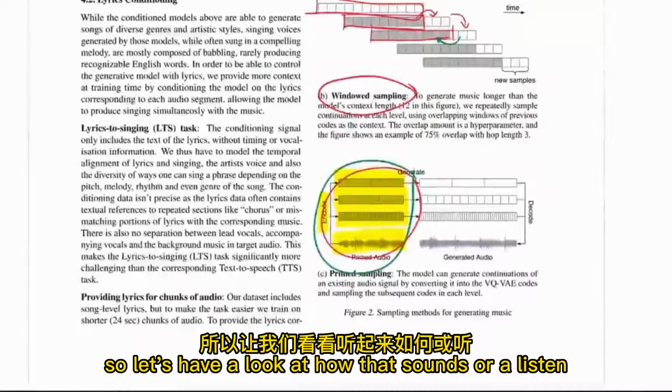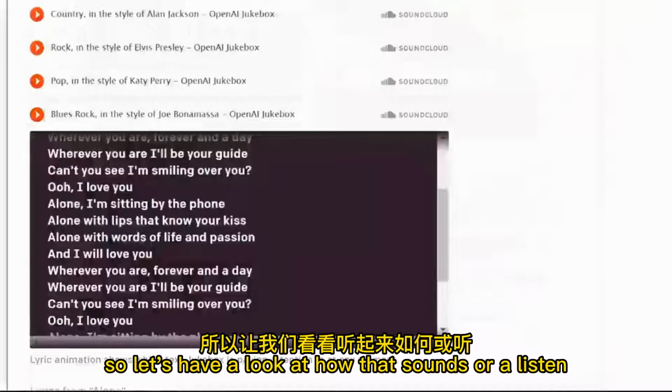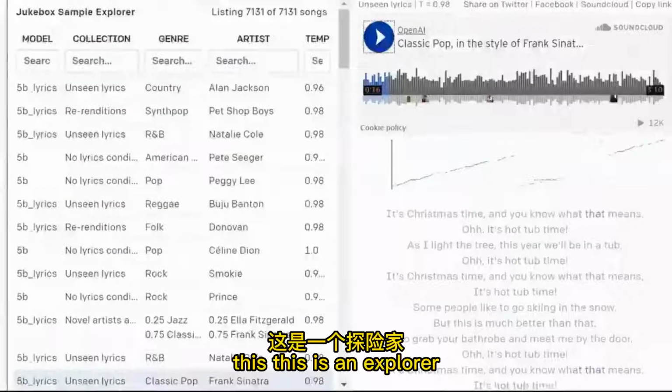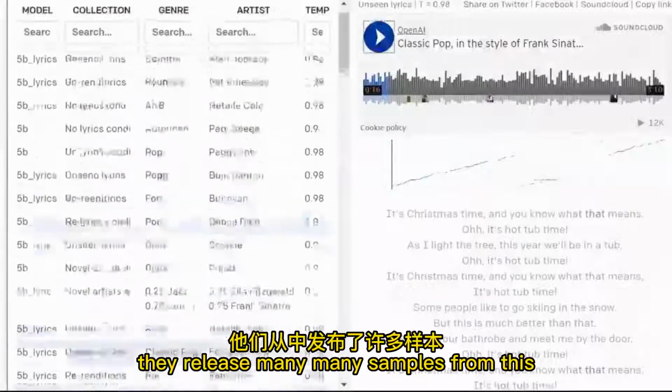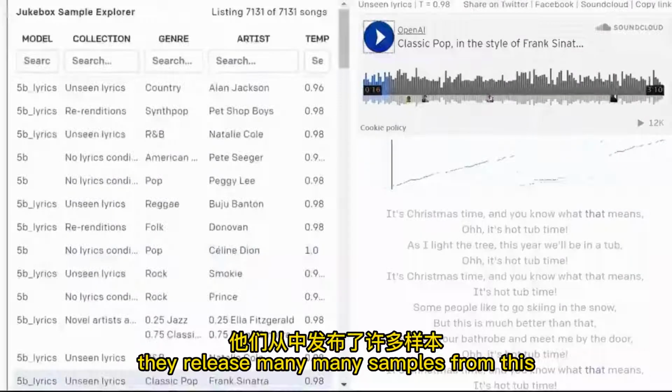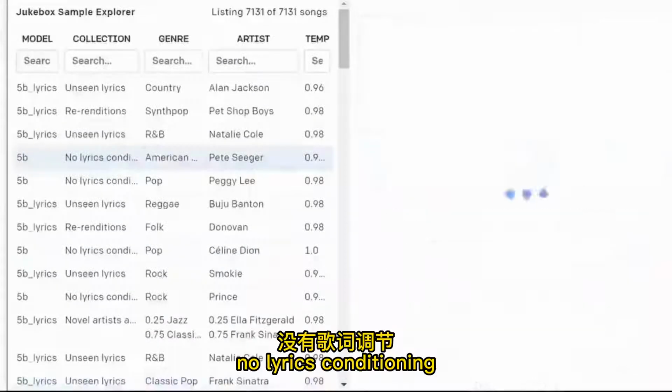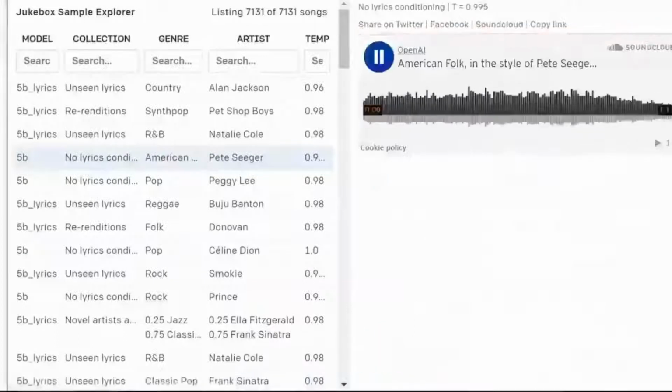Okay, so let's have a look at how that sounds, or a listen. This is an Explorer. They release many samples from this, and the part here where we're going to listen is called no lyrics conditioning.